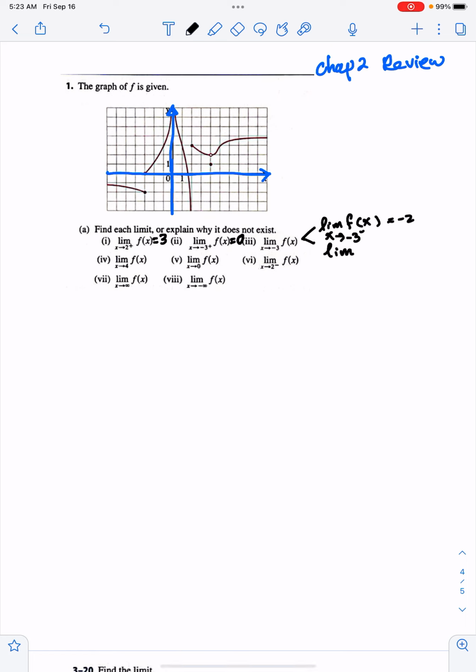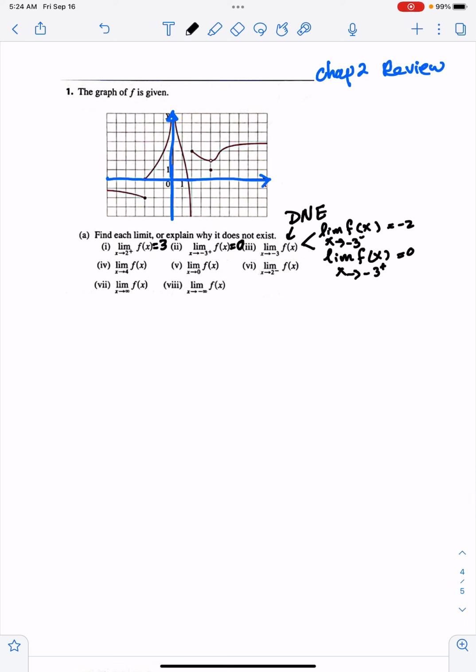Limit of f of x as x is -3 a little bit more is 0. So that's why the limit itself, you would say, does not exist, because the left and right are not equal to each other. So limit of f of x as x goes to 4.